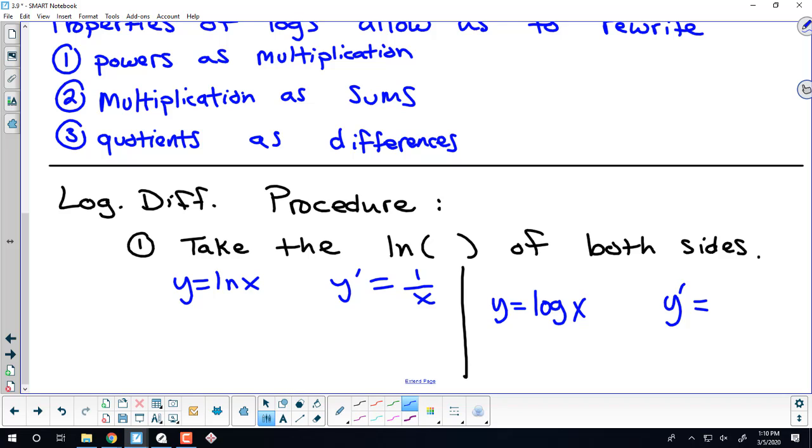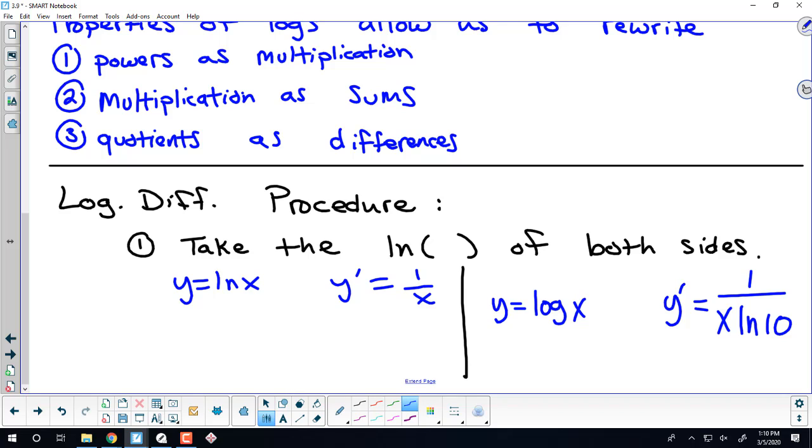1 over x natural log of the base. So the other logarithms, with the exception of the natural logarithm, have that extra constant factor in the denominator. So in this process of logarithmic differentiation, it's always easier to introduce the natural log instead of some other logarithm.